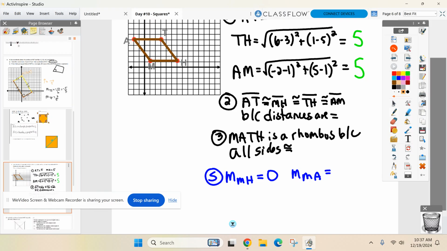Up and over, let's see, 1, 2, 3, 4. 1, 2, 3, negative 4/3. How'd I do? Yeah. Negative 4/3.